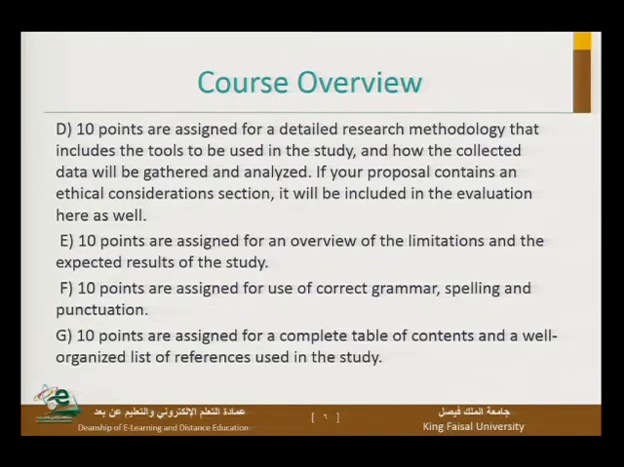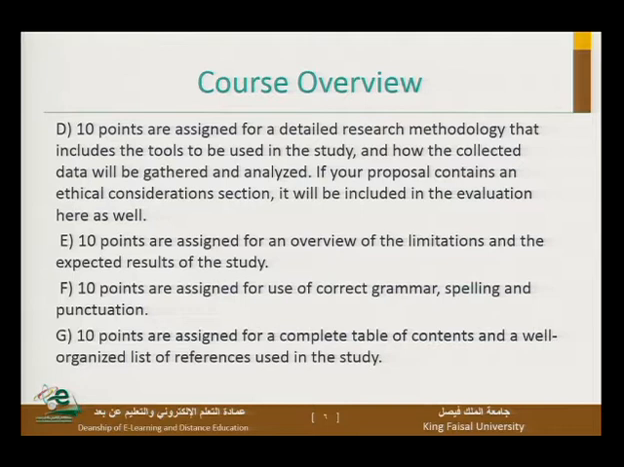You need also to show that people agreed, if you collected data from people, agreed to be interviewed or to have the results presented. 10 points are assigned for an overview of the limitations of the study, things that you couldn't do because of some cultural, social, religious, etc. limitations. So there is a section where you talk about the limitations of the study.